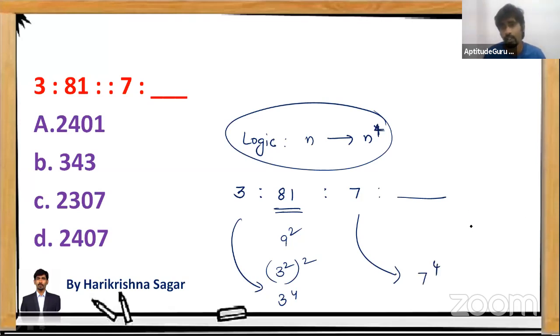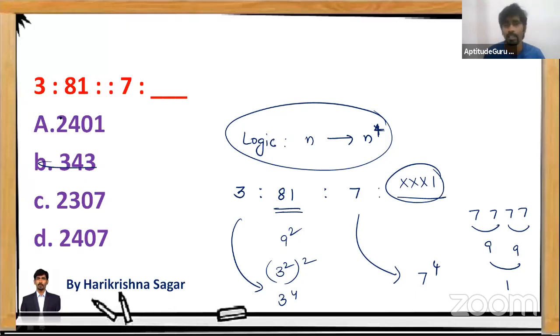We can say 7 into 7 will end with 9. 9 into 9 will end with 1. 7 power 4 is a number which will definitely end with the last digit as 1. You can look at which of the options are ending with 1. Only one, mark it as answer.